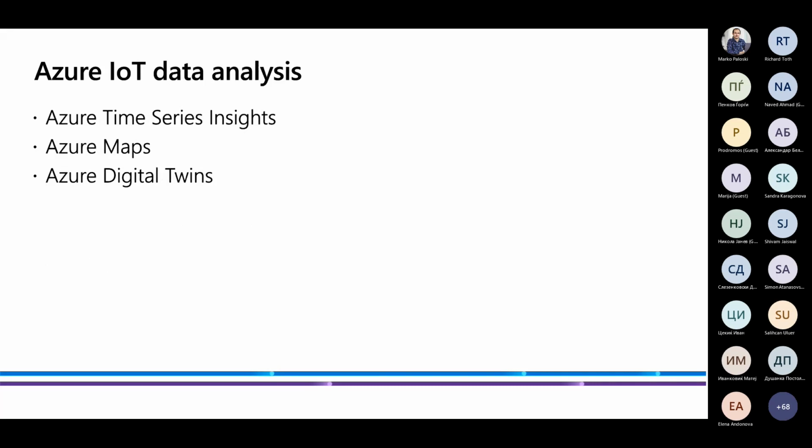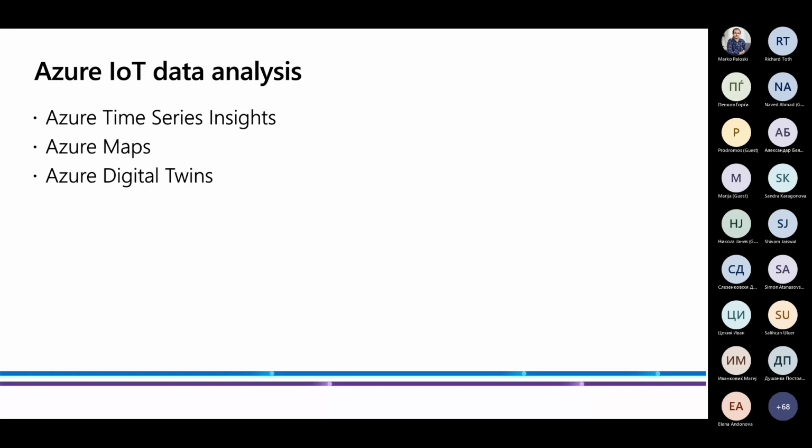Now we can continue with IoT data analysis. We have three solutions here: Azure Time Series Insights, which enables the display of anomalies in data, which can be difficult to detect visually. Thus, it automates the problem-solving process.